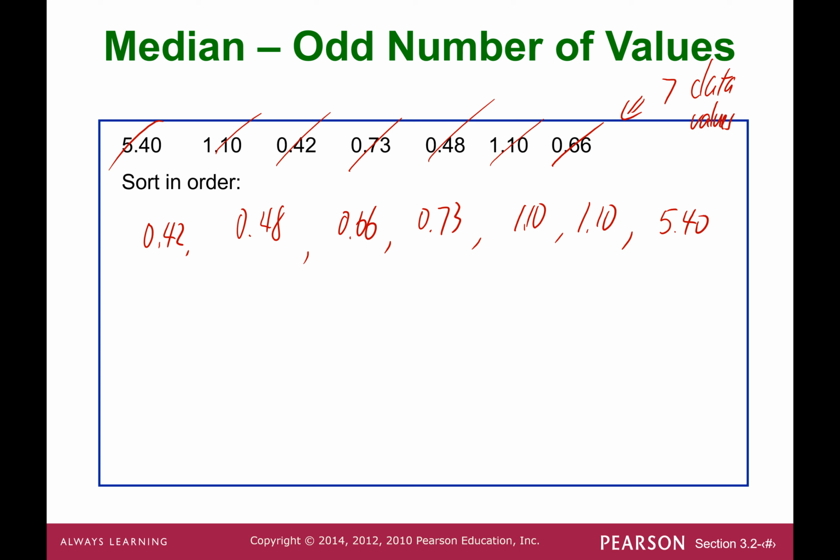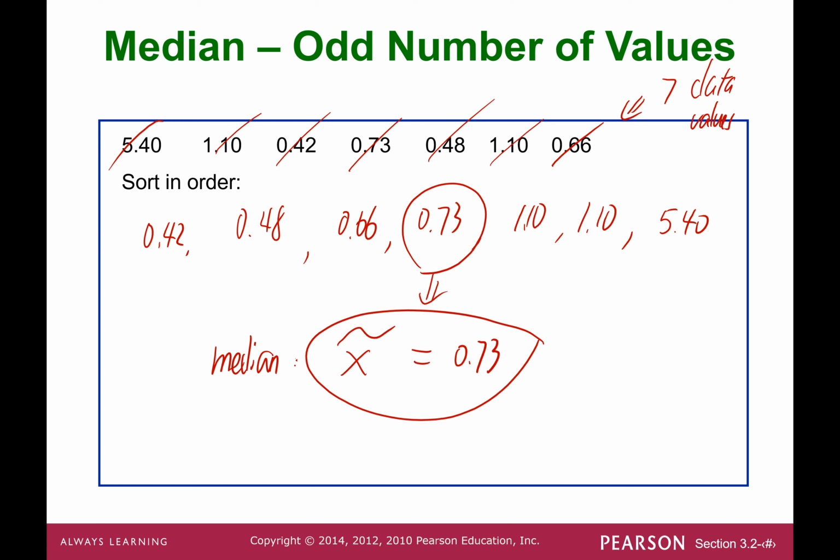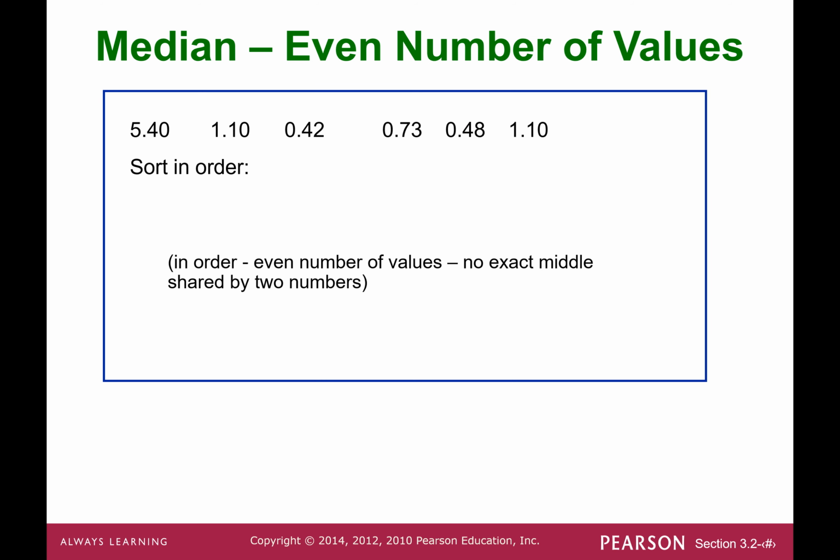Since we have an odd amount of data values, the median is right in the middle. So x tilde, the median, is equal to 0.73. Although we have extreme values here, 5.4 compared to most of the numbers looks like an extreme value. Since we're using the middle value, our extreme value has very minimal impact on the calculation of the median. Okay. Now let's take a look at another example.